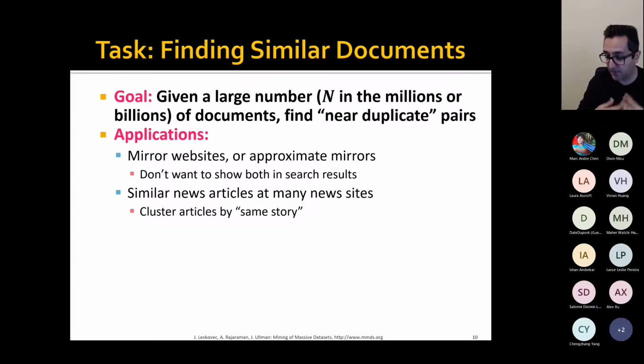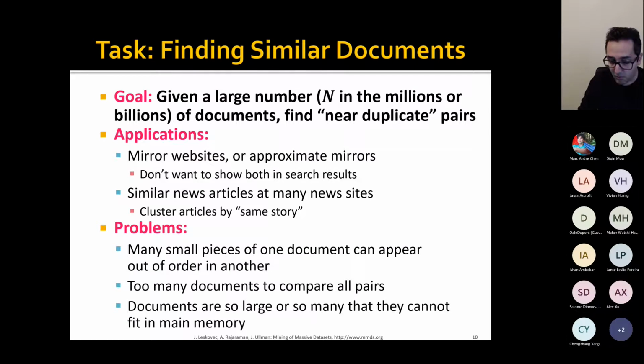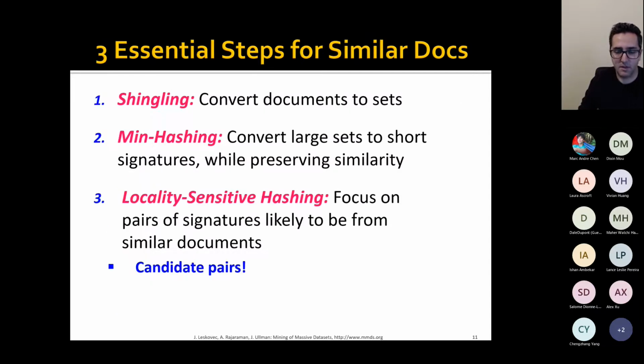Again, the problem is that we have many documents and we want to find similar ones, like the image example, but here we are dealing with documents. The problem is that many small pieces of one document can appear out of order in another document, so it's not just a matter of directly comparing. There are too many documents to compare all pairs, since n is in the order of millions or billions. And these documents can be so large that we cannot fit all of them in main memory. These are some problems we need to deal with.